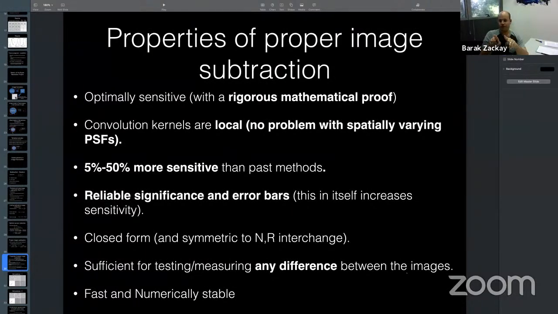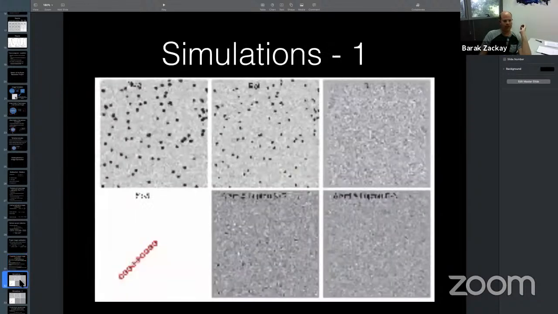So for example, if something moved, okay, between the images, you can measure the infinitesimal movement using this. So you don't ever need the original images. You can subtract, and then you think, what do you need to measure? And it is fast and numerically stable.